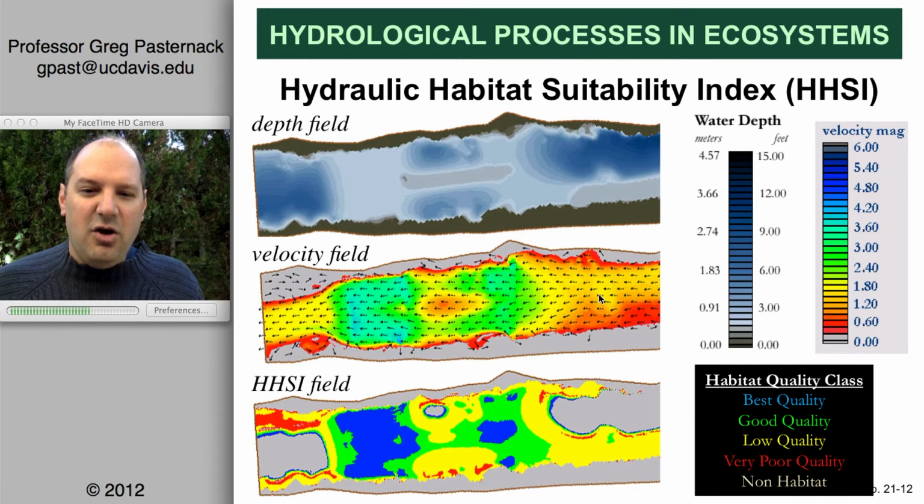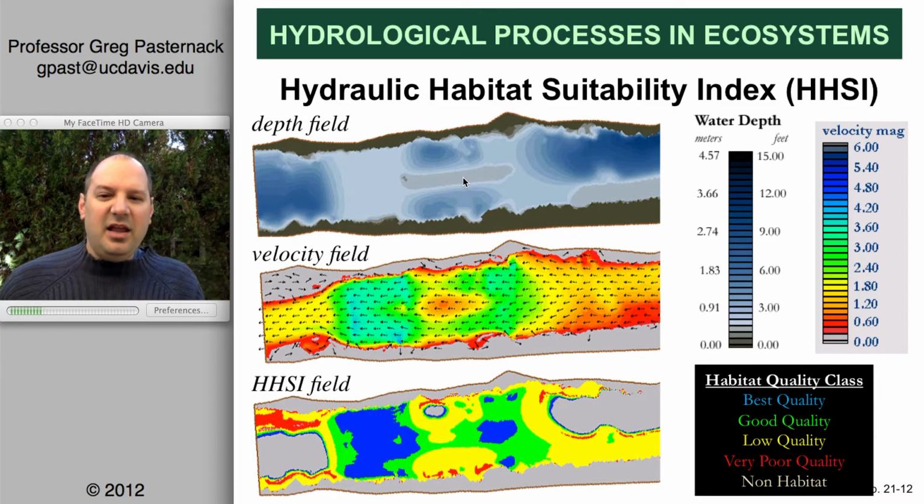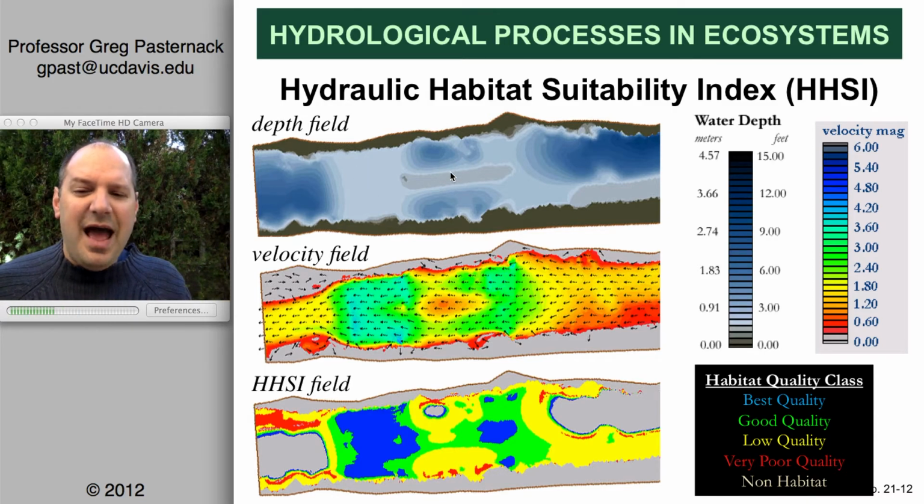So you can see as the flow comes up from the deep section to the shallow, it actually splits and goes around this shallow bar that's in the center of the channel. So if we take this spatial pattern of depth and spatial pattern of velocity, for each cell in this map, we can apply a habitat suitability curve.